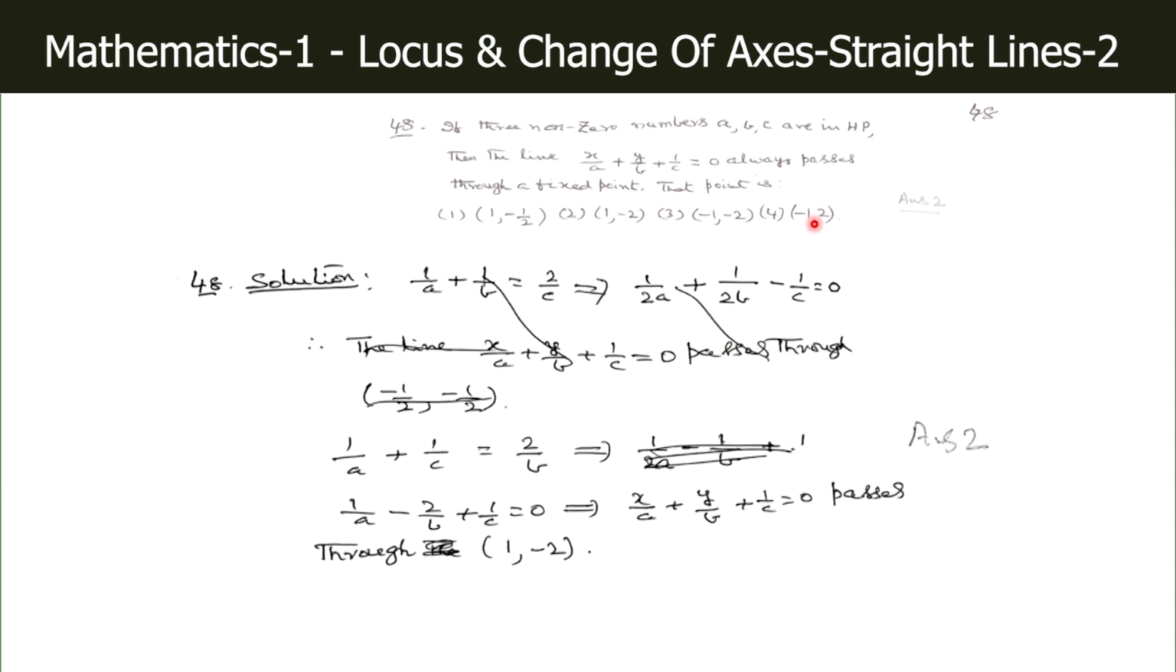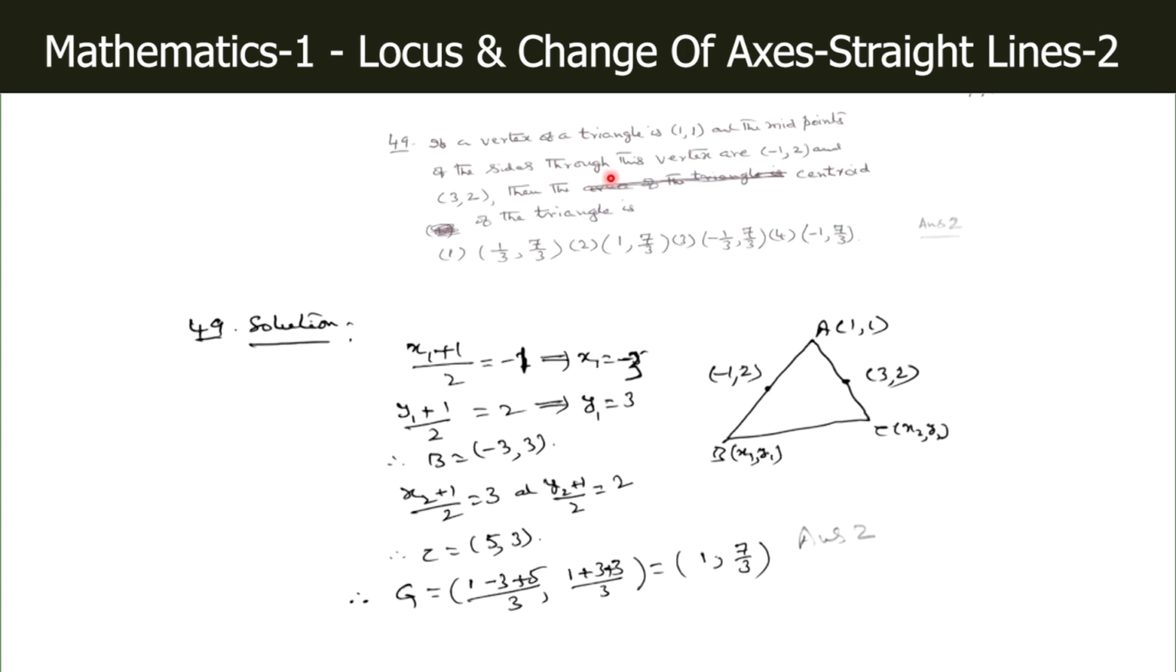if and only if 1 by a plus 1 by c is equal to 2 by b. That means 1 by a minus 2 by b plus 1 by c equal to 0. So that implies x by a plus y by b plus 1 by c equal to 0 passes through the fixed point (1, minus 2). So the correct option is number 2.